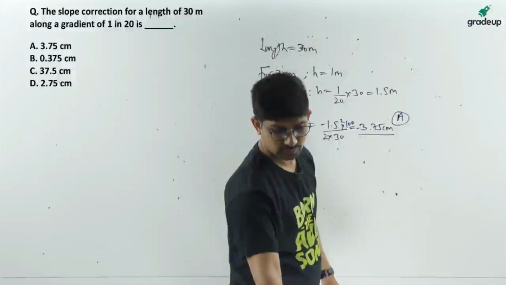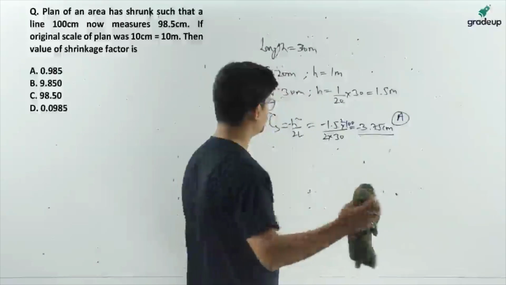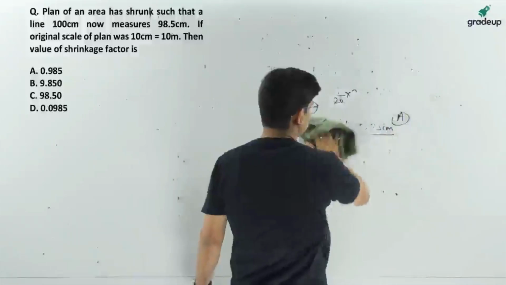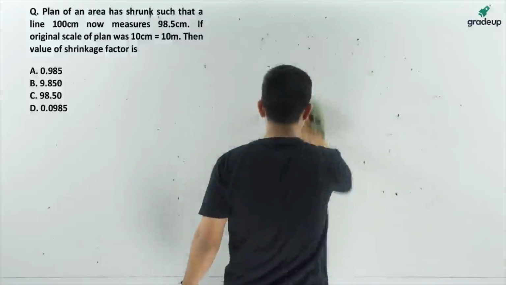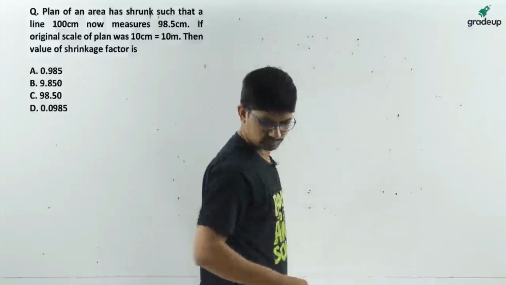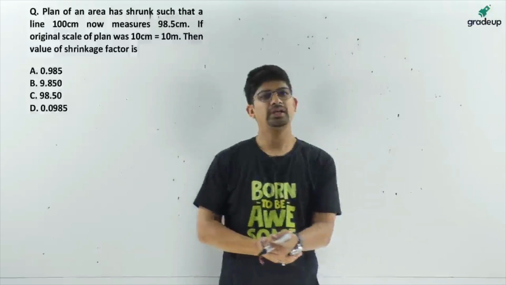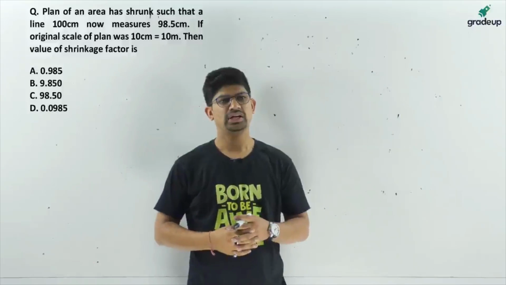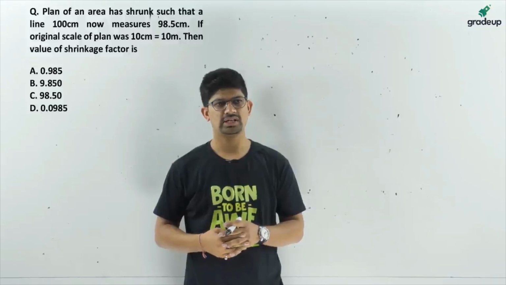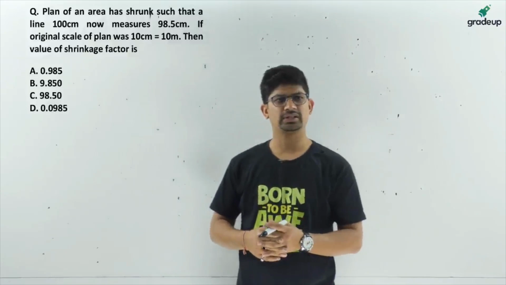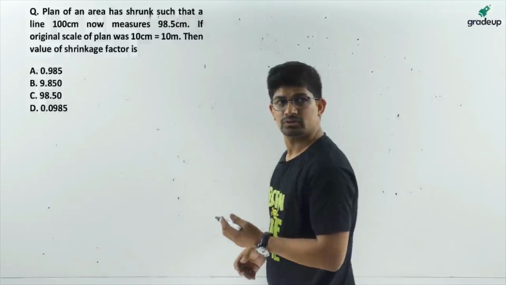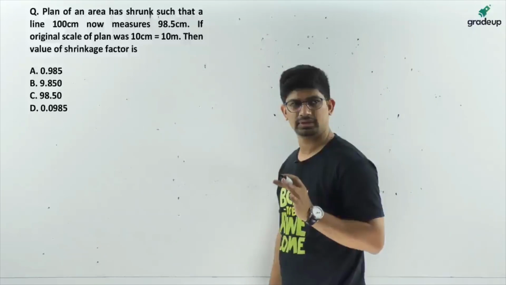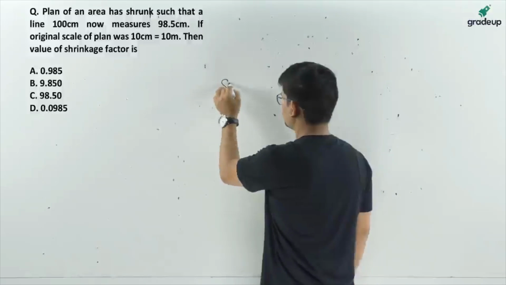Moving on to the next question. Now this is of shrunk scale. The plan of an area has shrunk such that a line of 100 centimeter now measures 98.5 centimeters. If the original scale is this much, the value of shrinkage factor is. So it is only asking shrinkage factor, not the shrunk scale. First of all, take care of that.